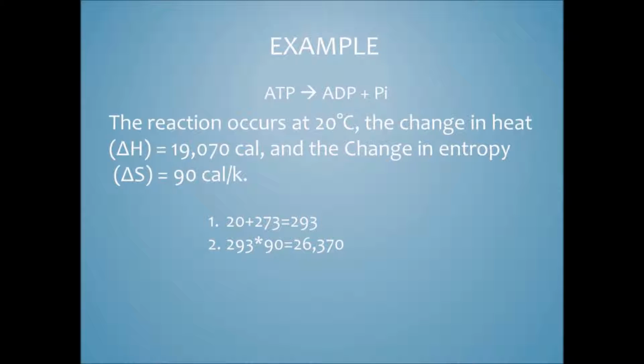Next, you want to multiply this Kelvin by the delta S to get 26,370, and that will then be plugged back into the original delta G equation for the T delta S, and you plug the delta H in for where the delta H goes, so that ends up being 19,070 minus 26,370. This results in a delta G value of negative 7,300 calories.